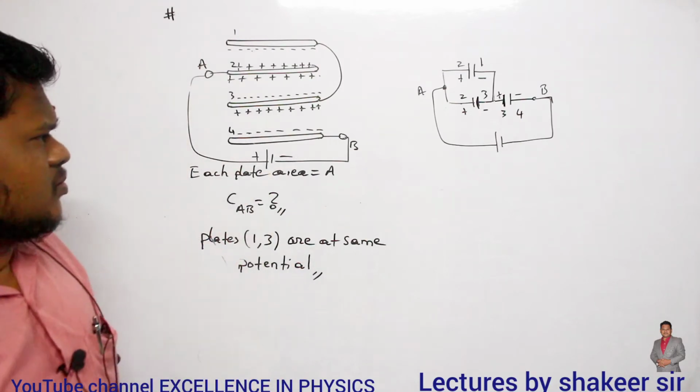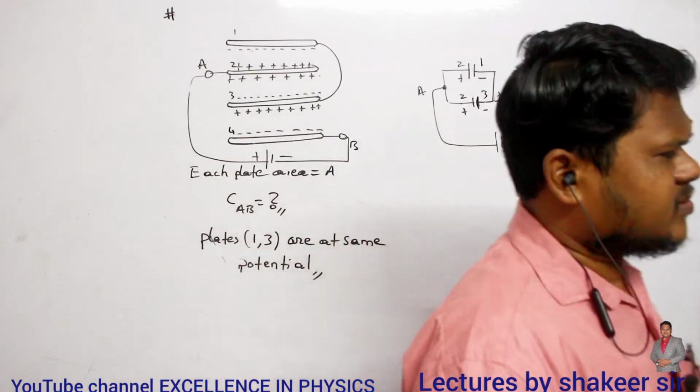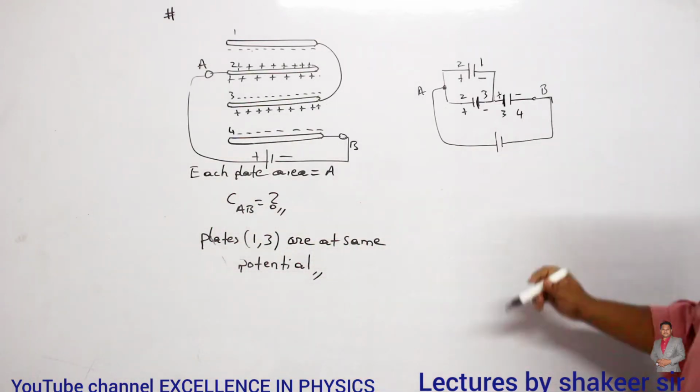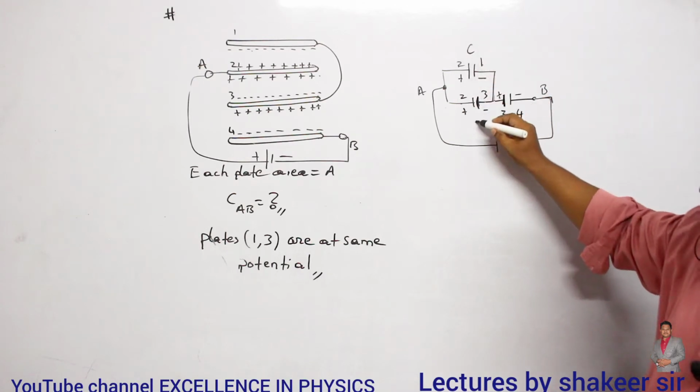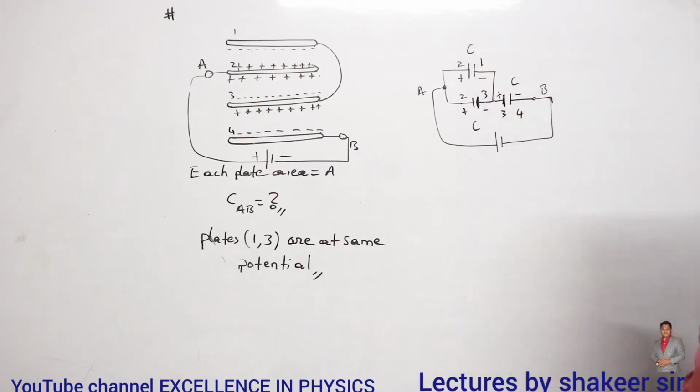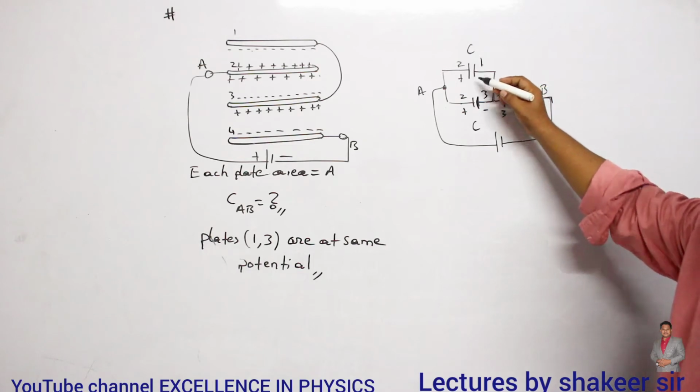Okay. Now what is the total equivalent capacitance? Now I can calculate very easily. They will form one parallel connection. So this is C, this is also C, and this is also C. Clear now? So therefore 2C.